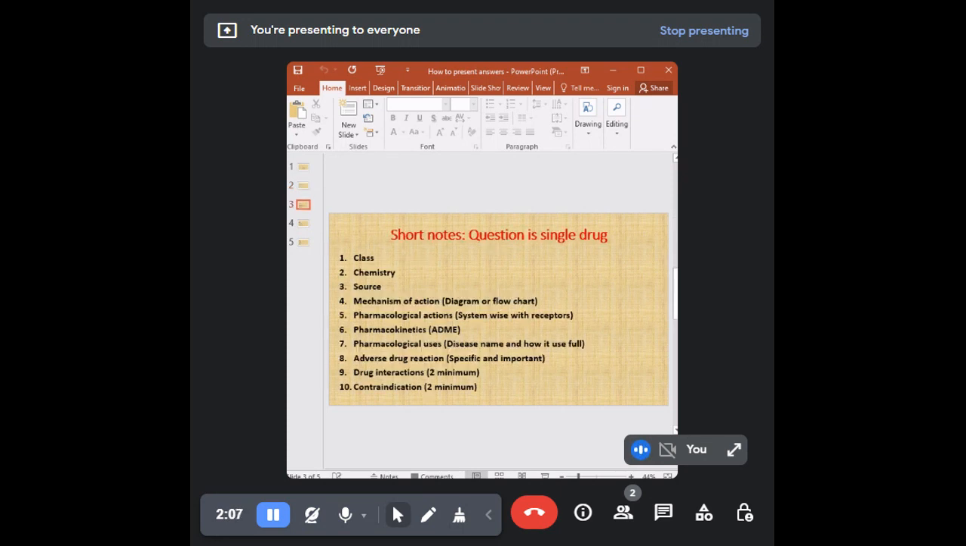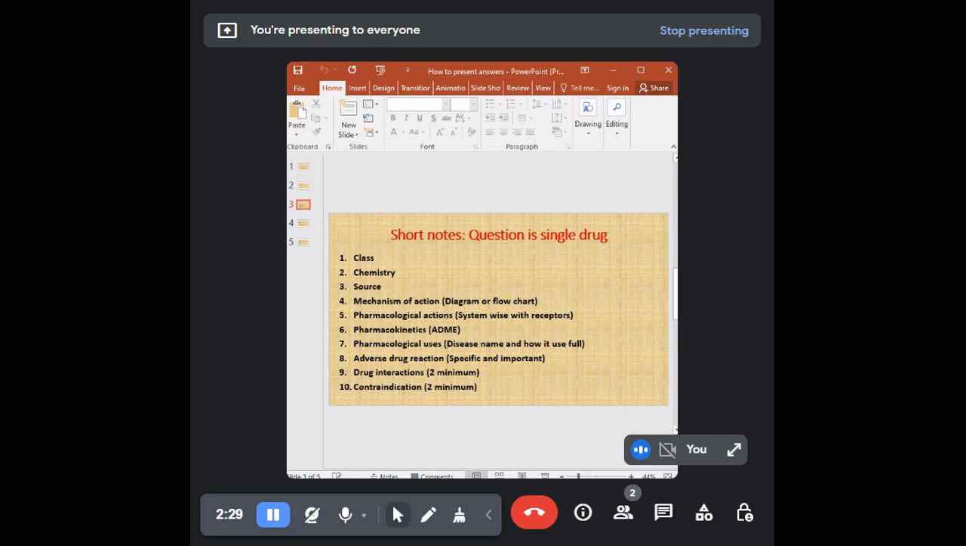Then coming to the important thing, the short question. Normally short questions are of three types. They may ask a single drug, or a class of drugs, or the management of poisoning, or they will ask about an antibiotic. Only these are the classes of things: a single drug or class of drug, an antimicrobial agent, or poisoning.